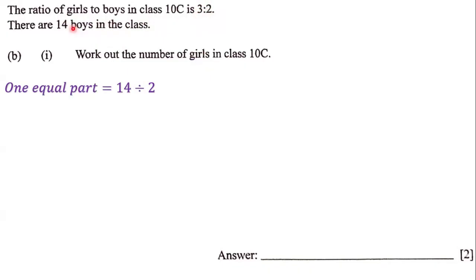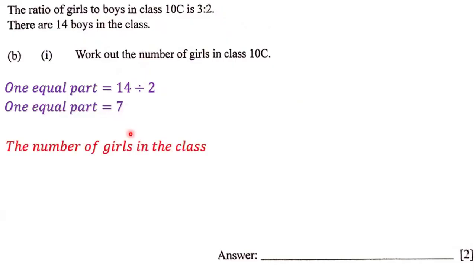And so we say 14 because there are 14 boys, divided by 2 because there are 2 equal parts for boys. We use 2 because the number of boys in the class accounts for 2 equal parts, right? And so we say 14 divided by 2, which gives us 7. So that means our one equal part is 7, but we want to figure out the number of girls in the class. So if one equal part is 7, the number of girls in the class is going to be 7 times 3.